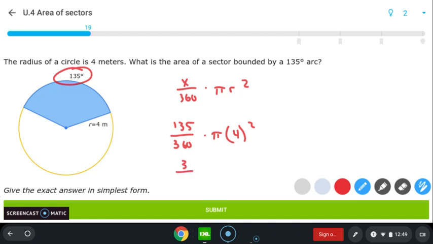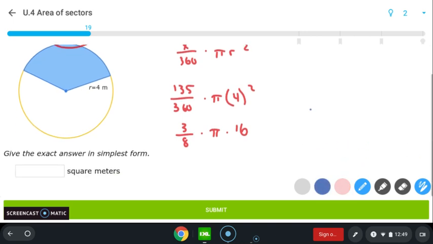Divides to 3/8. So we've got 3/8 times pi times 16. And again, remember, we want to simplify these numbers. So we've got 3/8 times 16, or 16 over 1, which ends up being 3 times 2 is 6 pi.